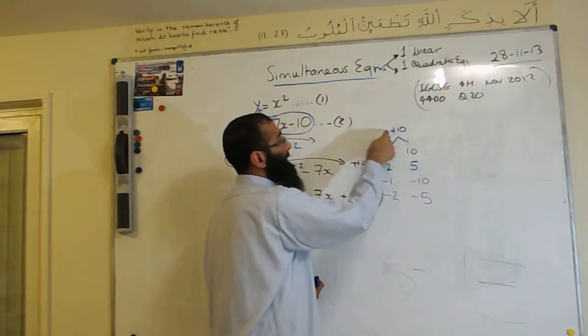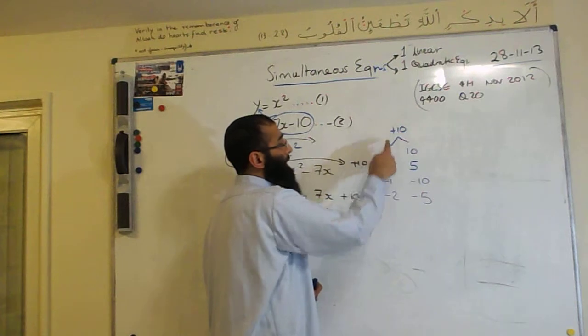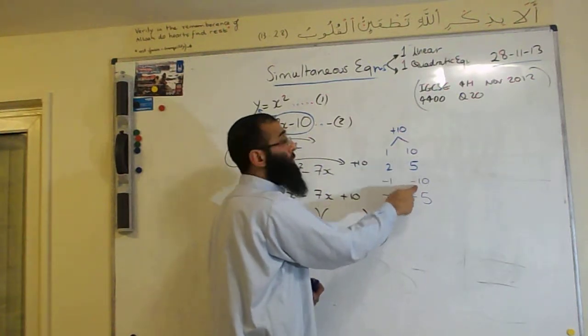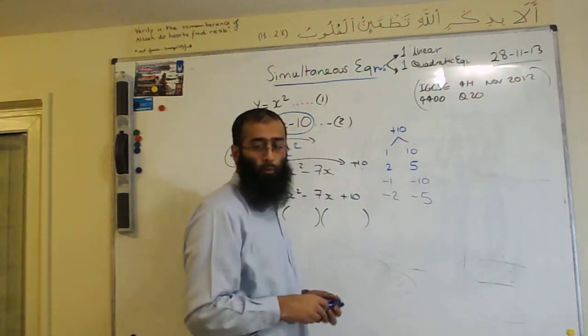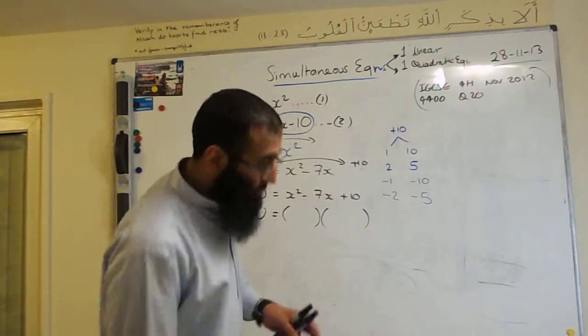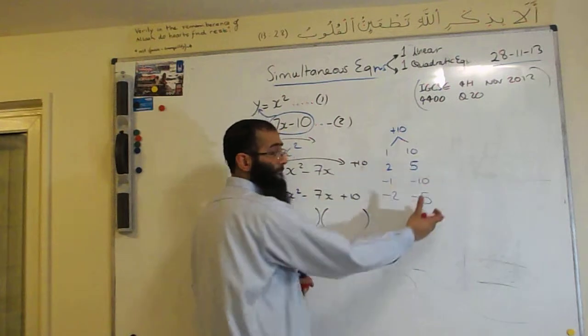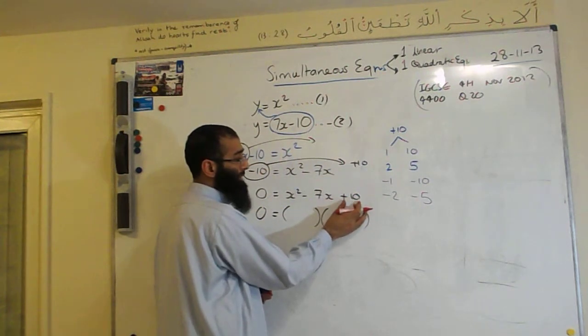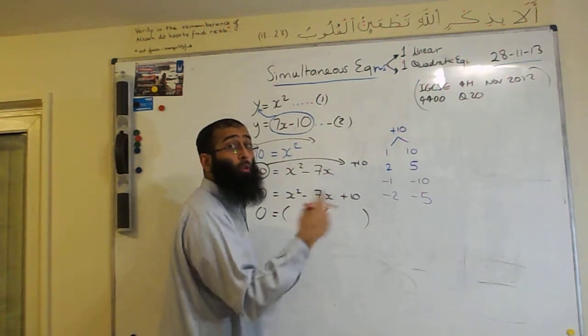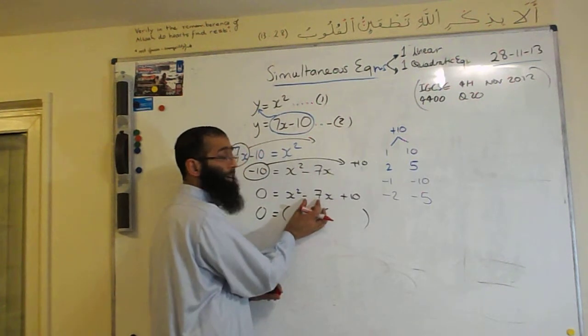So 1 times by 10 is 10, 2 times by 5 is 10, minus 1 times by minus 10 is also 10, minus 2 times by minus 5 is also 10. But what we're looking for now, we are looking for which one of these factor pairs. So we found that all of these sets of numbers multiply give you plus 10, but which one also adds up to give you minus 7.